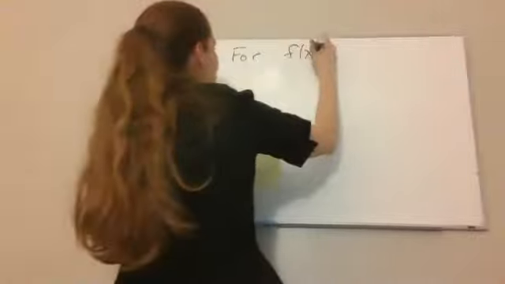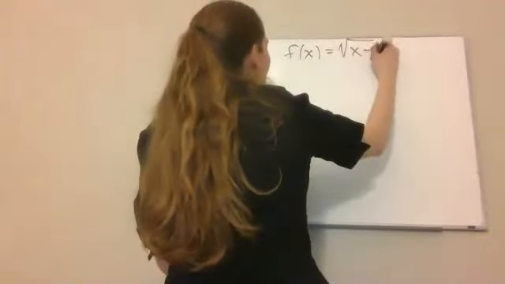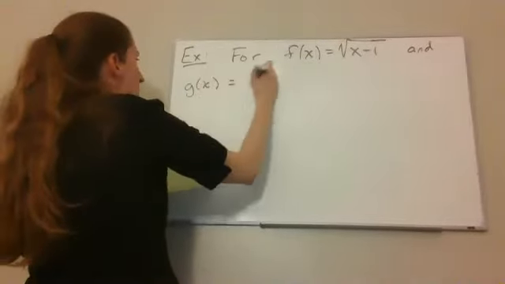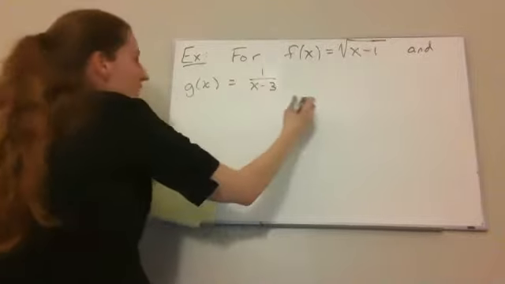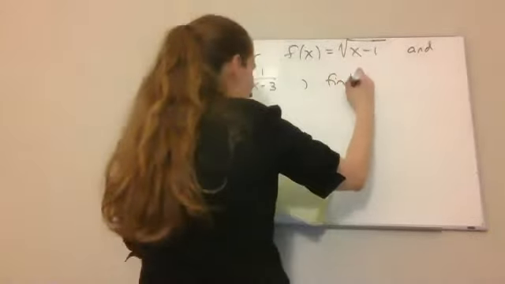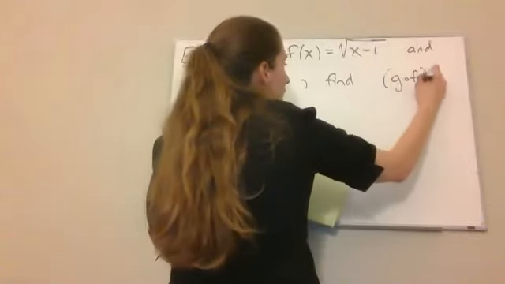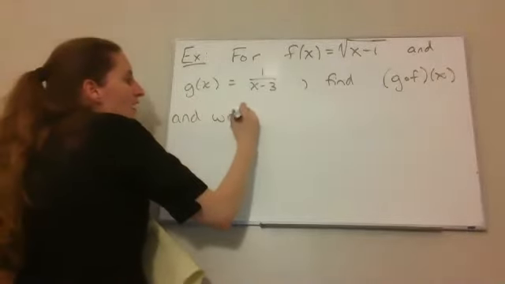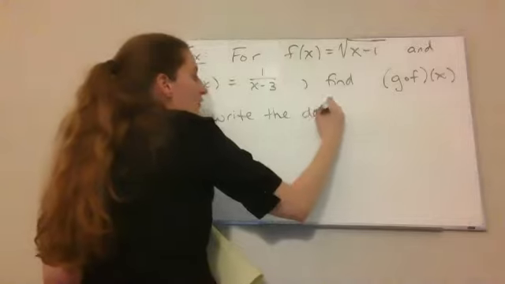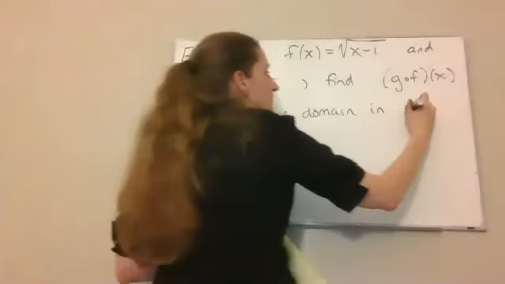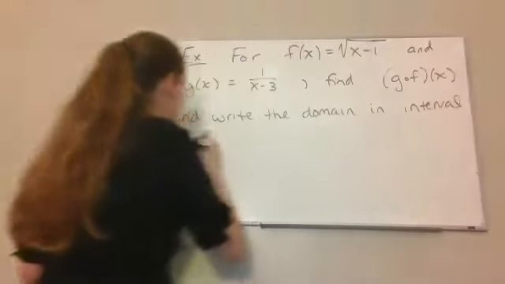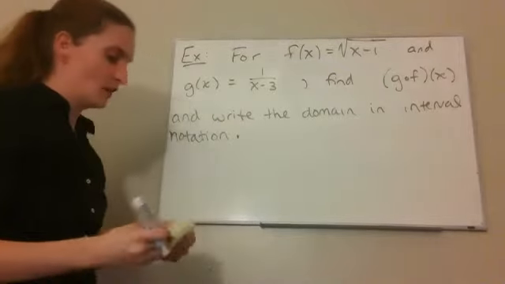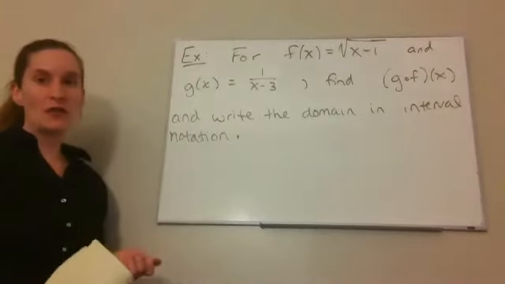For f of x equals the square root of x minus 1, and g of x, which is 1 over x minus 3, we are going to find g of f of x, and we're going to write the domain in interval notation. So let's first find the function, and then we'll find the domain.